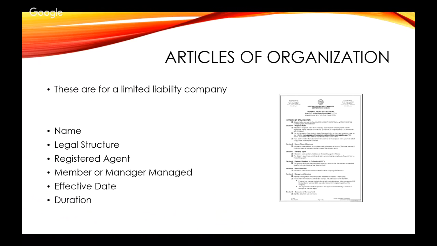You will also see the registered agent listed here, which would also be in your Articles of Incorporation, and whether the organization is member or manager managed, which is just, do your members elect a manager or not? The effective date, which unless otherwise named will be the date of filing, and the duration, which is usually perpetual and is perpetual by default. So unless a duration is listed, it will be considered a perpetual organization.